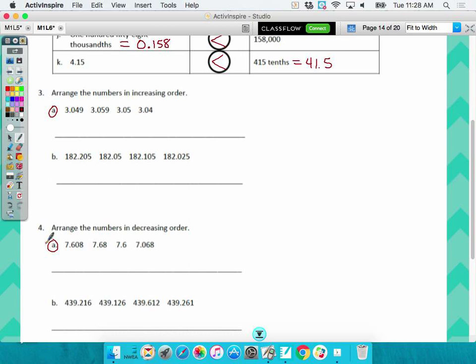Now, here's the only mistake children usually make. Would you like to know what it is? Yes. They don't read it. Increasing, so is it going up or down? Up. So it will be smallest to largest. Write that down. Now what does decreasing mean? Going down, getting smaller. So that will be largest to smallest, greatest to least.